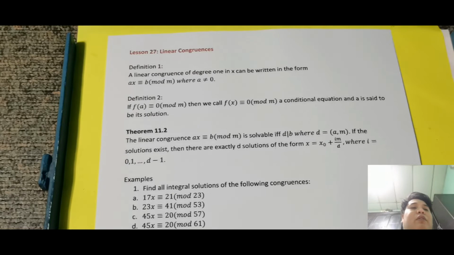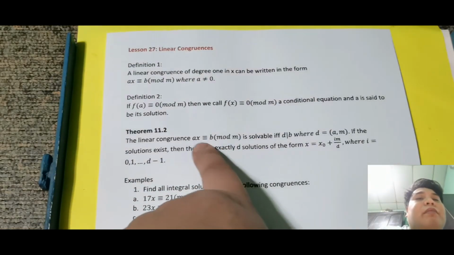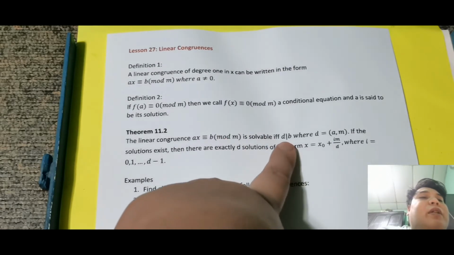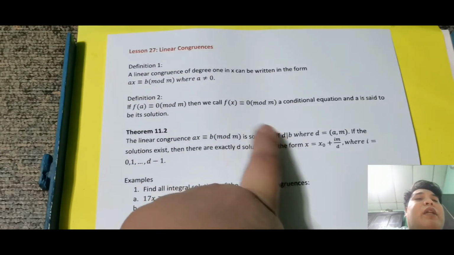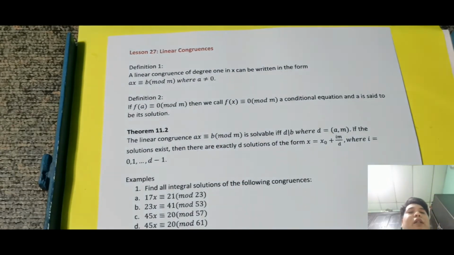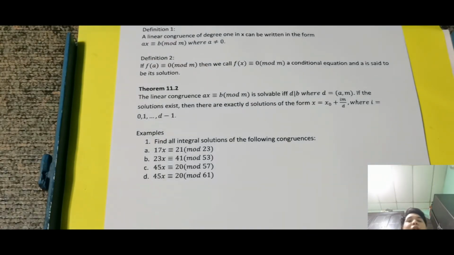Okay, so, ngayon, punta tayo sa example. Importante dito dapat may solution siya if yung d divides b, where d is the GCD of a and m. Check natin yan. Sabi dito, find all integral solutions of the following congruences. Letter a, we have 17x congruent to 21 modulo 23.